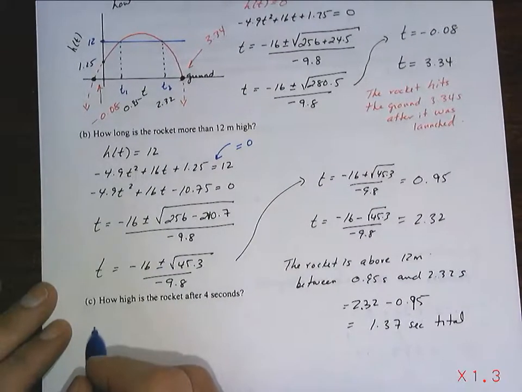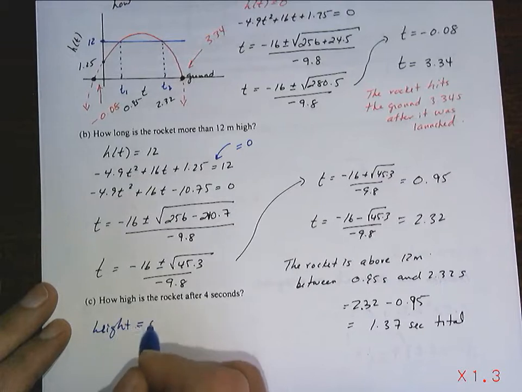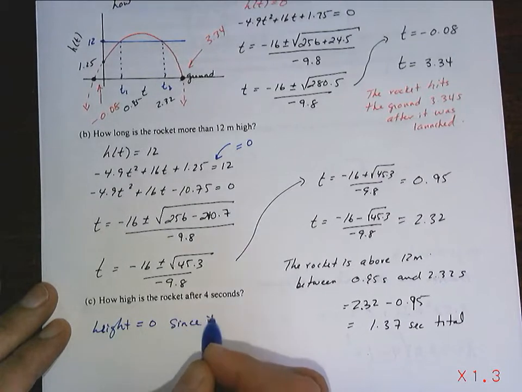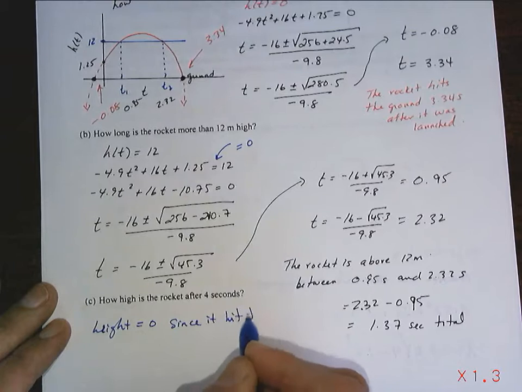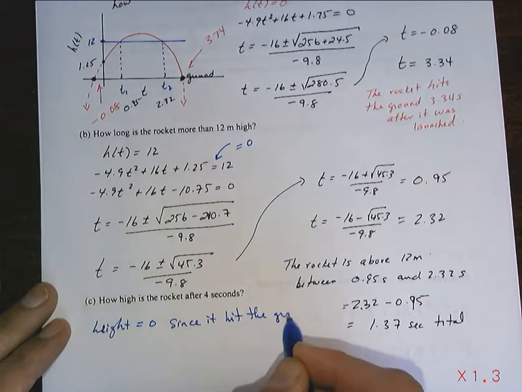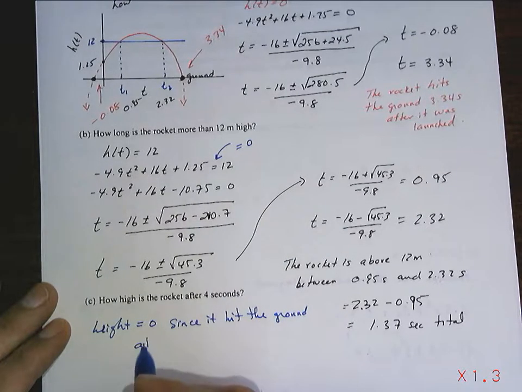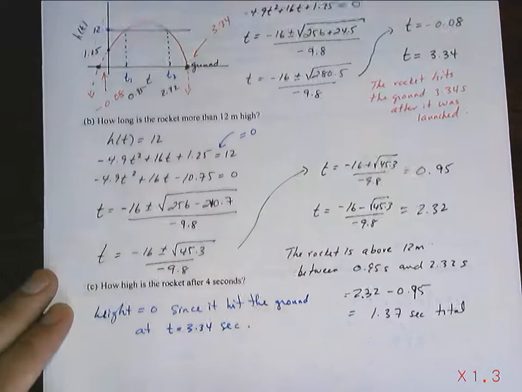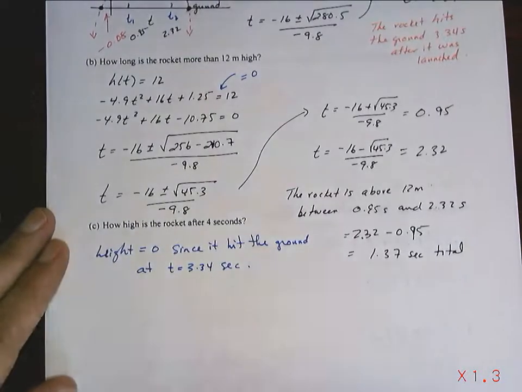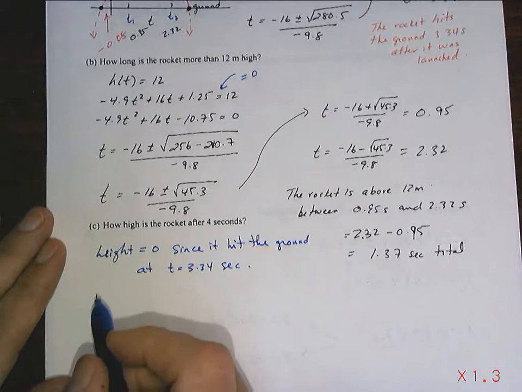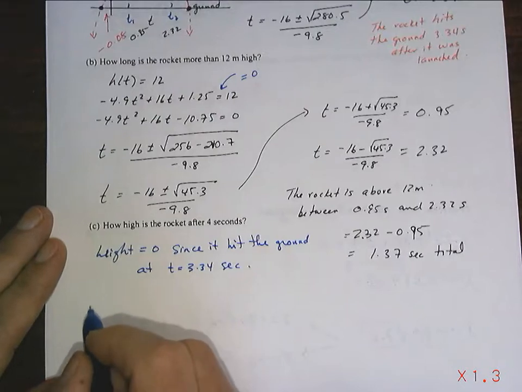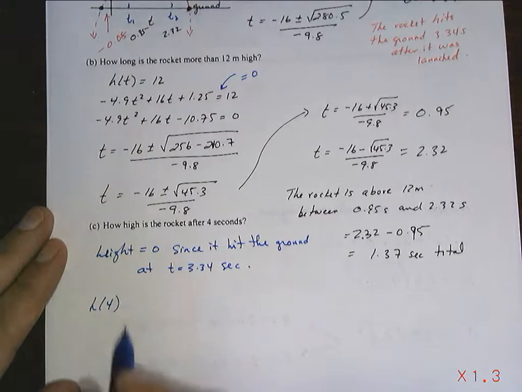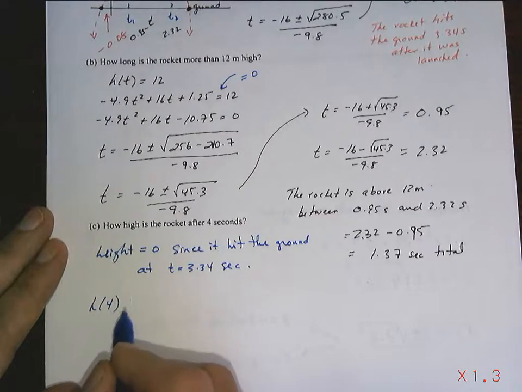You could say the height equals 0, since it hit the ground at t equals 3.34 seconds. And I will give you full marks for that. However, the more official way of going through it is to say you're looking for the value when t equals 4. So you're going to put 4 in for t.